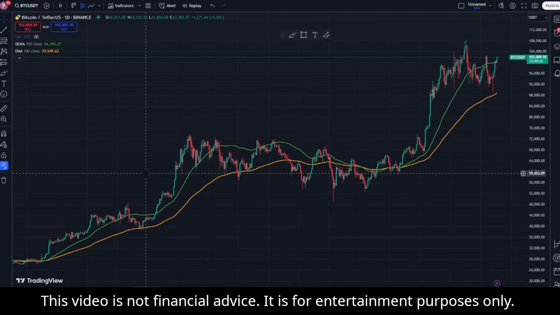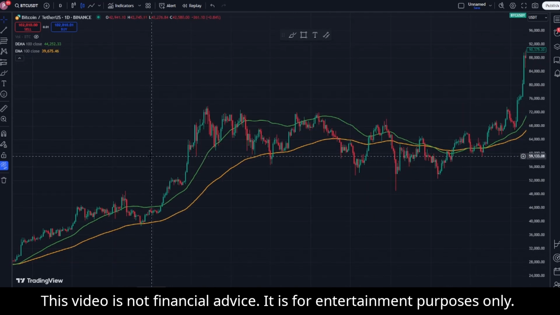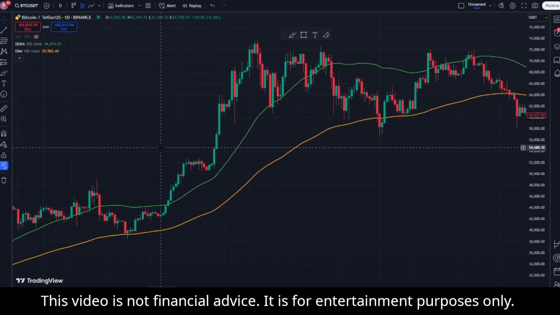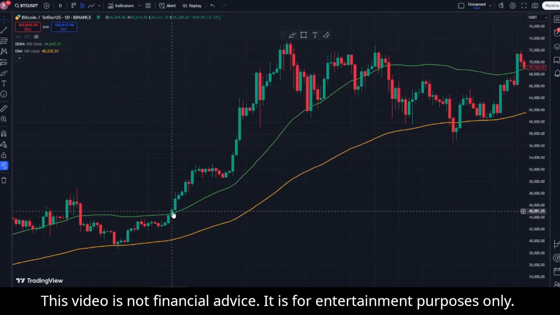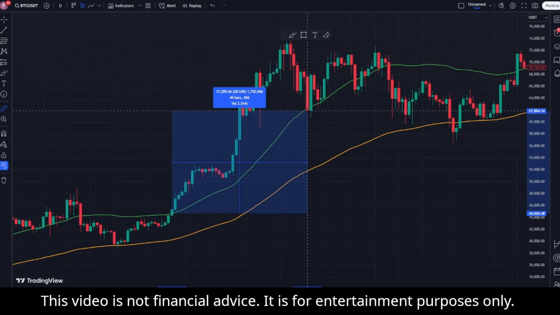Essentially we would have entered a long when here in the daily time frame the candlestick closes above the green line at about $45,000 here on Bitcoin, and then the long would have been closed on this big red candlestick when it closes below at about $61,800 here on Bitcoin. So a trade of about 40 days.